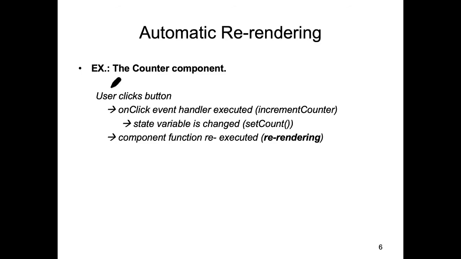So this idea of changing state and component re-rendering is central to React. I'm just documenting here what I've already said. When the user clicks the button, the onClick event handler executes. Now the onClick event handler can do anything you want it to do. In our case, and in most cases, it will change that component's state variable, or one of its state variables if it has more than one. And of course, as we now know, if the state variable changes, then this happens automatically: the component re-renders, re-executes.